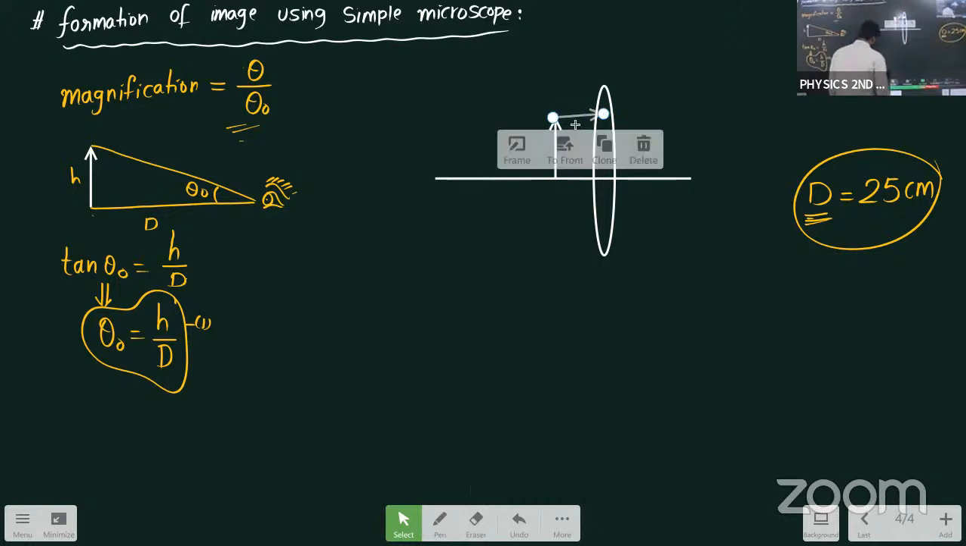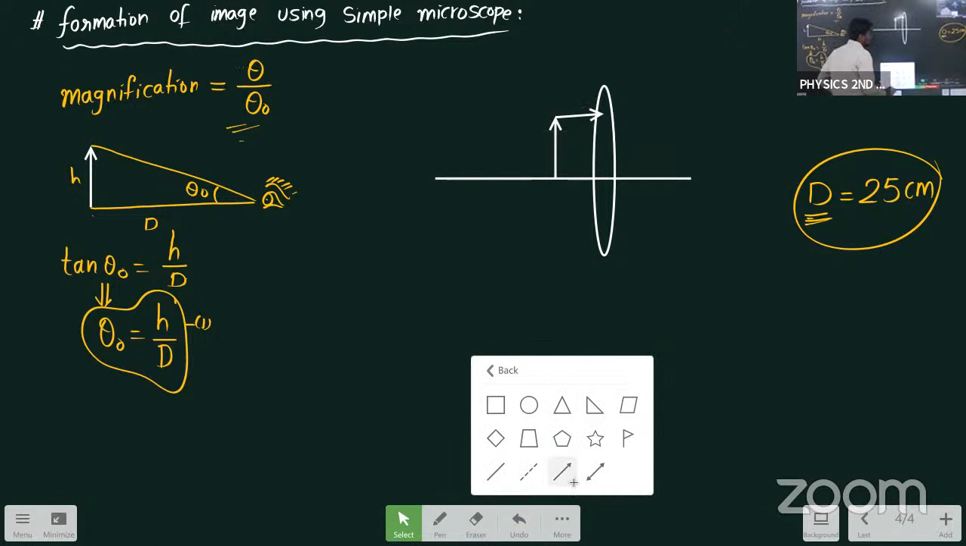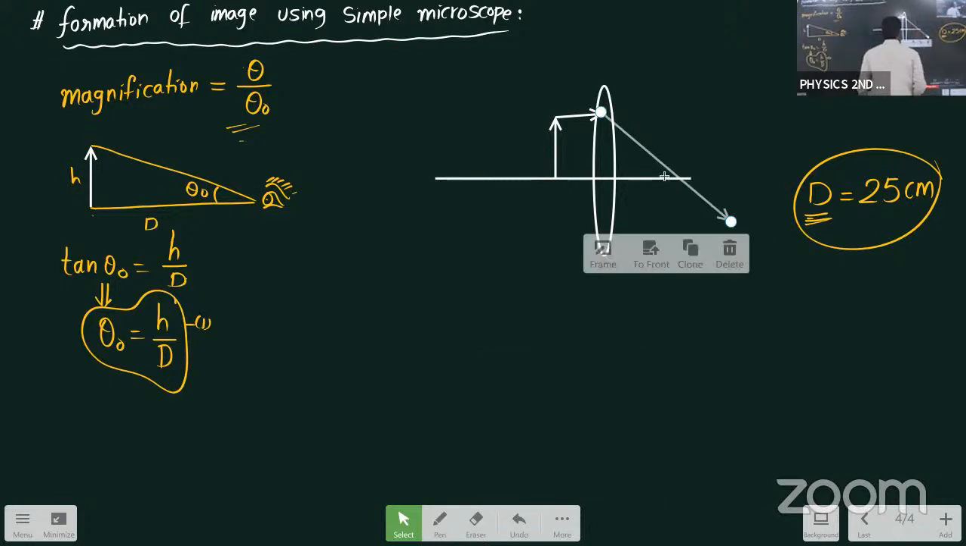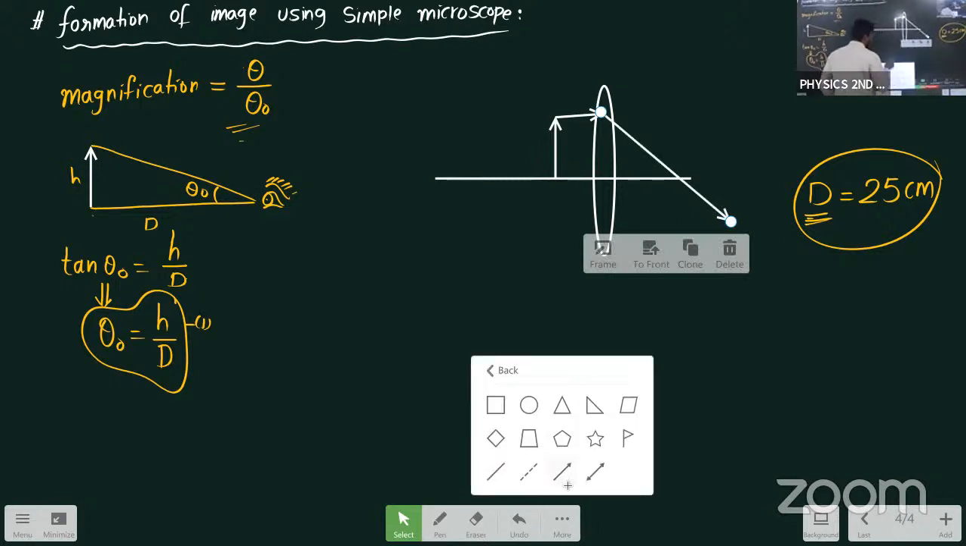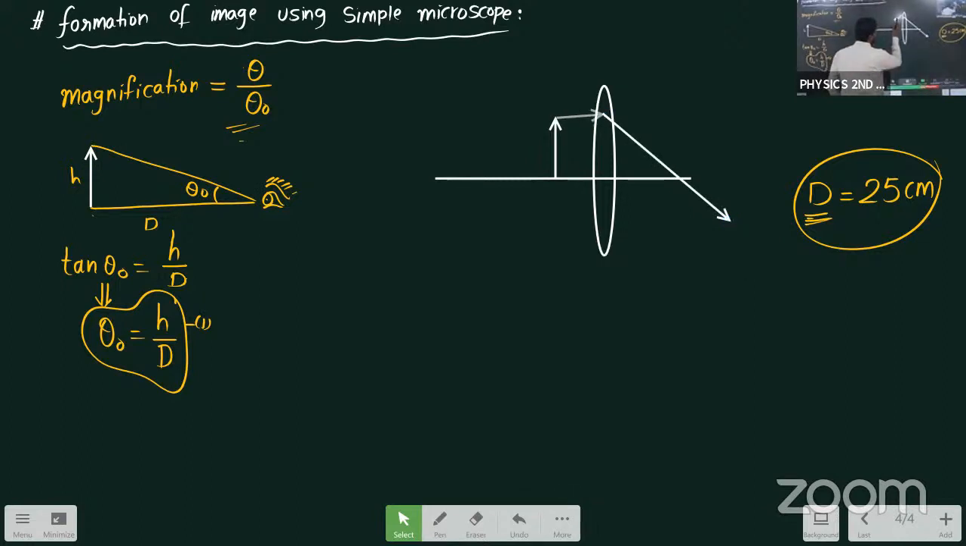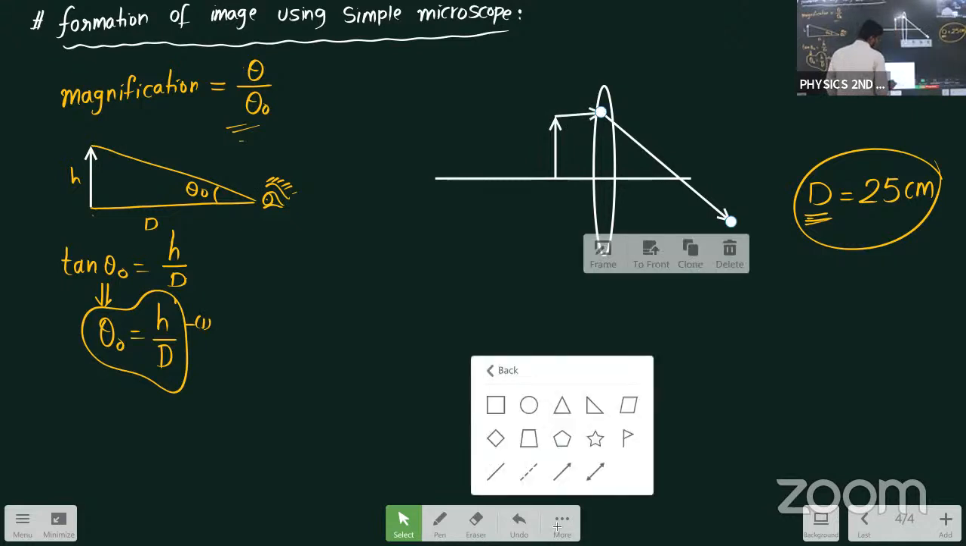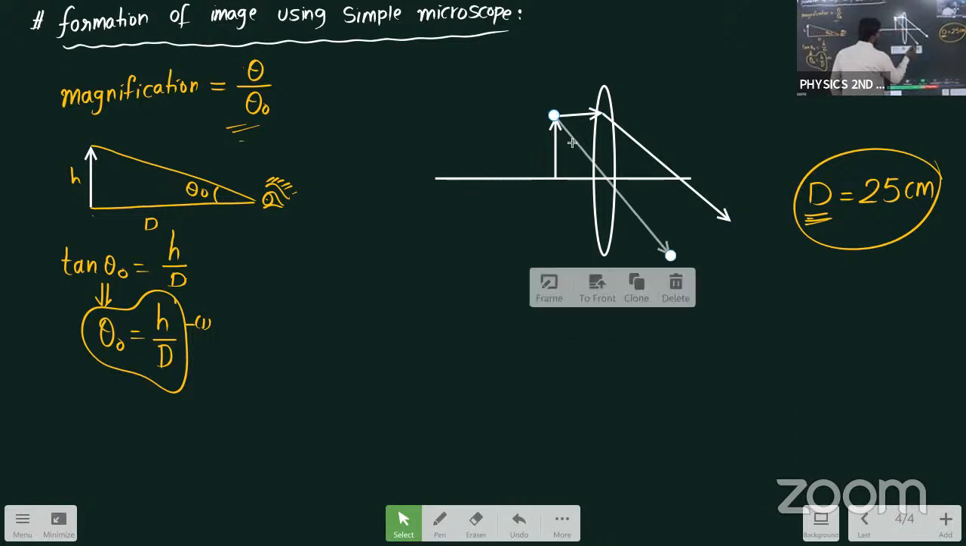So this is my first ray. What will happen whenever a light ray passes through a convex lens? It will converge. The light ray will converge and travel somewhere here. And I'm considering one more ray which is passing through the optical center of the lens. We know that whenever a light ray passes through the optical center, it will not deviate. That is the reason it is passing straight.